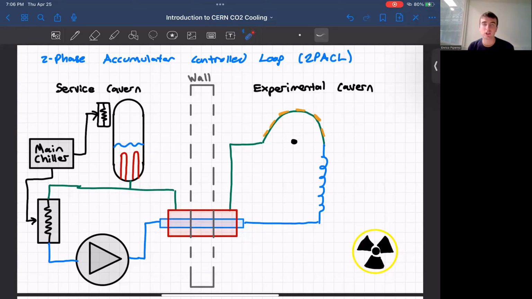So now I'll be giving a big picture overview of the CERN unique refrigeration cycle, which is the 2PACL loop. So inside the experimental cavern is where the detectors are placed, and as a result, there's a very high radiation dose. All the plant components here are entirely passive, that is just tubing. On the other hand, we have a service cavern, which is separated by a thick wall, and here's where the active components of the plant are, such as the pump, chiller, and any other electronic components. Here, I drew the evaporator as this semicircle.